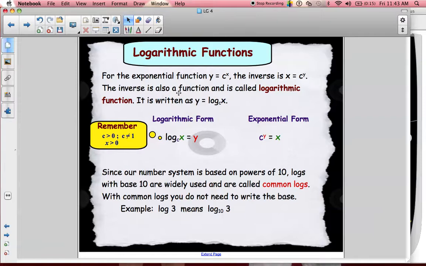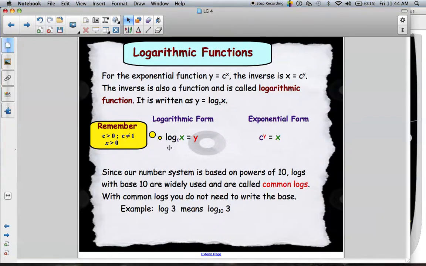Okay, logarithmic functions. For exponential functions, y equals c to the x, which we did in Learning Guide 3. Now, Learning Guide 4 is logs, and we are doing now the inverse of those exponential functions. So they can be written in this form: log c, which is the base of the log, to x, which we call the argument.